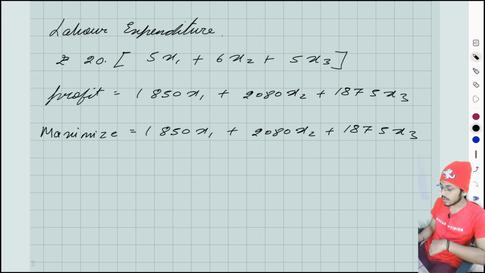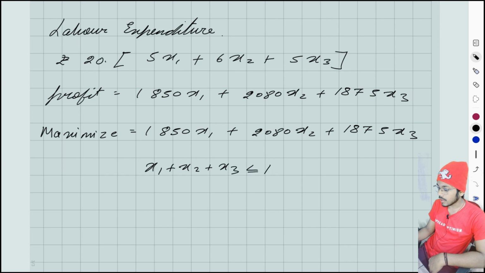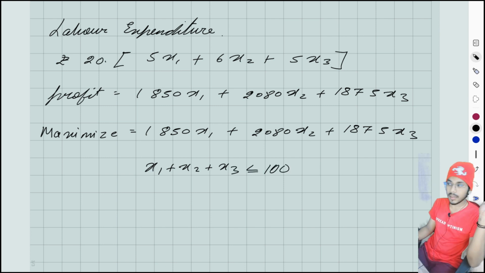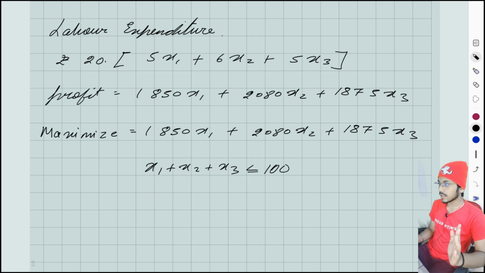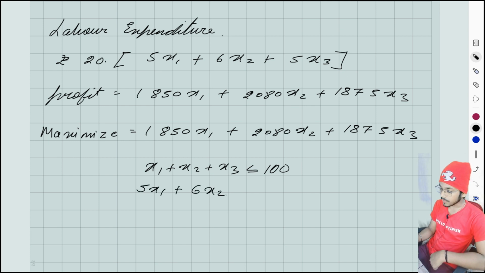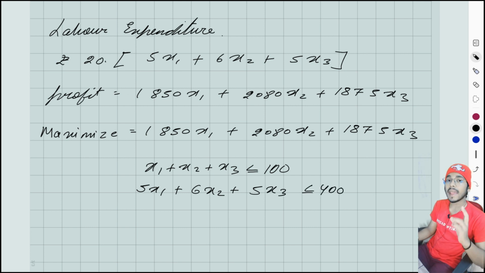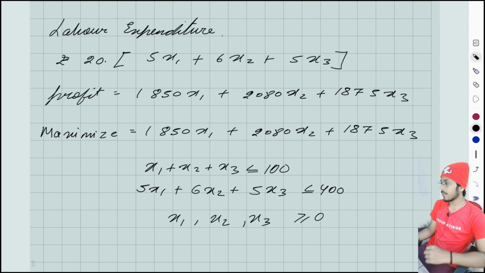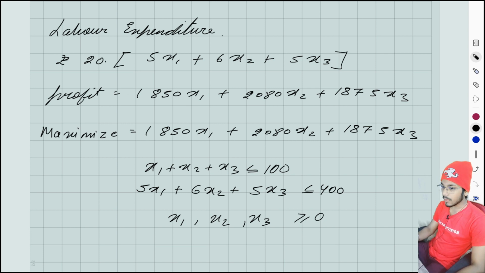Now we have the constraints here. The constraints are x1 plus x2 plus x3 is less than or equal to 100. So x1 plus x2 plus x3 should be less than or equal to 100. Then comes 5x1 plus 6x2 plus 5x3 should be less than or equal to 400. That is the man days. That is, man days is a constraint and land is a constraint here. And x1, x2, x3 should be greater than or equal to 0. Okay, this is all about solving this problem.